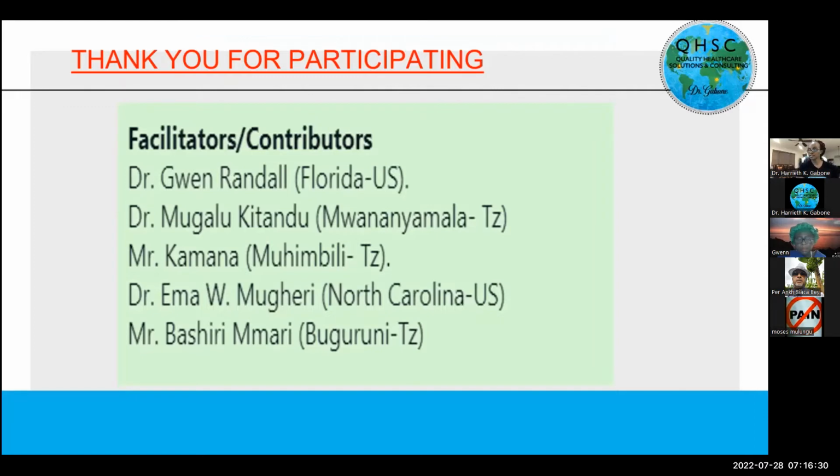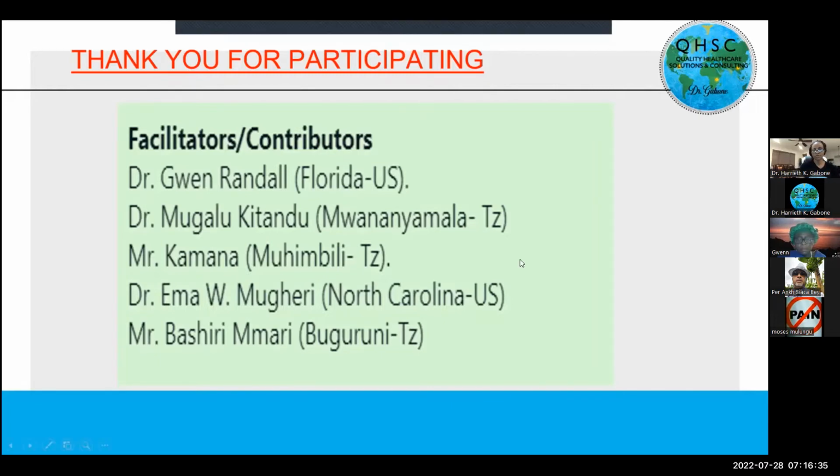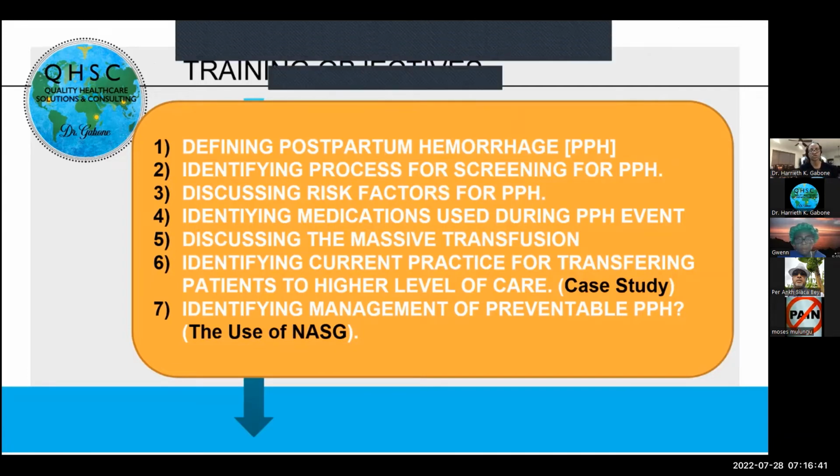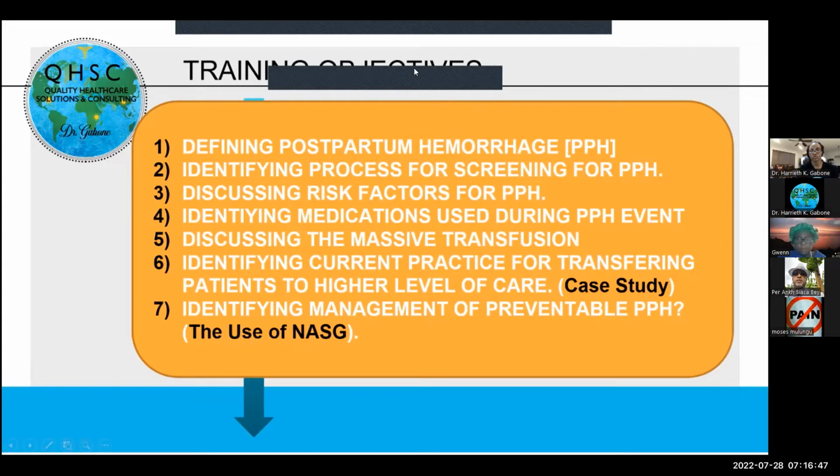To guide the discussion today, we have a number of objectives that we need to understand and address. First, we are going to define postpartum hemorrhage. From each hospital, we need to know the criteria used to define postpartum hemorrhage, so we can share best practice and learn from each other. Then we're going to identify the process of screening. How would I know if this patient has postpartum hemorrhage or is at risk for it?